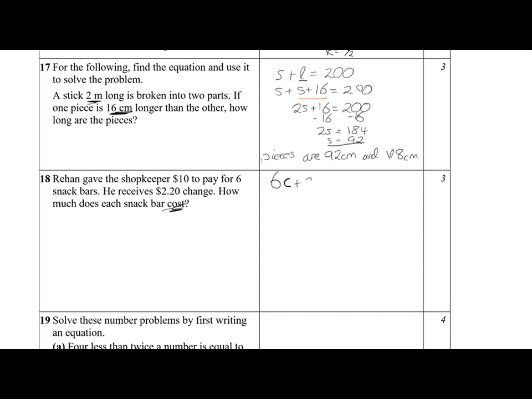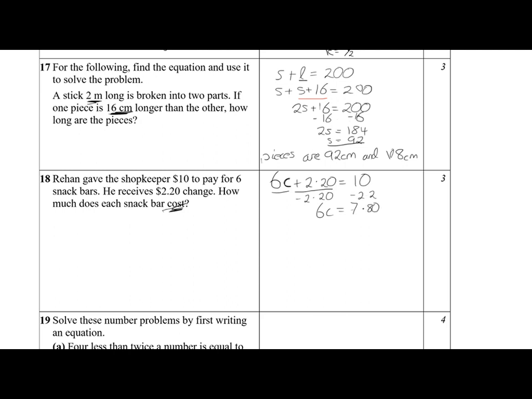If you add on the $2.20 in change that he got, it would give you his starting amount of $10. So this cost of 6 snack bars plus the $2.20 in change comes up to his total starting amount of $10. To solve this, we are going to backtrack. So we're going to minus 2.2 and say that 6c is 7.8.